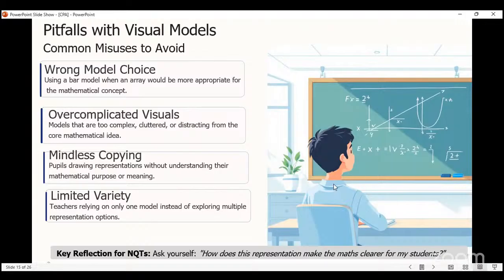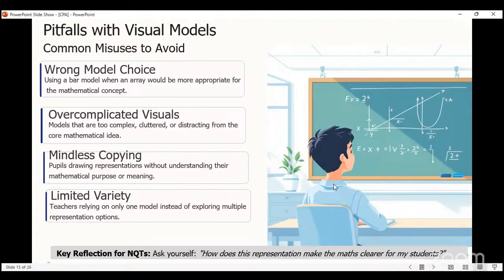Overcomplicated visuals. Models that are too complex, cluttered, or distracting from the core mathematical idea should be avoided. Mindless copying, pupils drawing representations. In fact, sometimes when some teachers are teaching fraction, they turn the class to an art class where the children begin to draw the shape and begin to divide the shape. Yes, you want to use models, but please don't turn the class to an art class where they have to draw the pizza, where they begin to draw the grid.